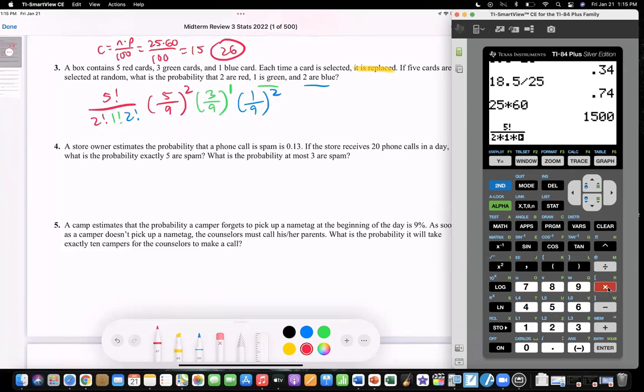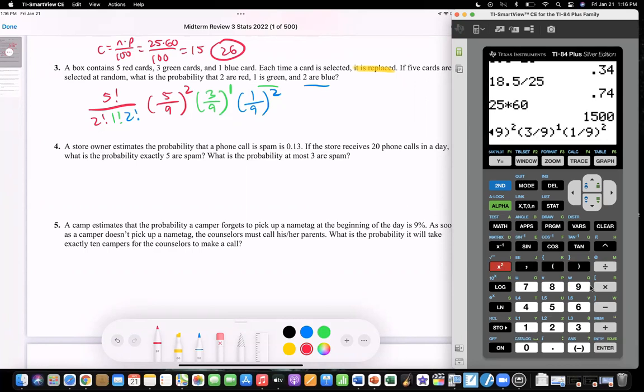1 factorial is just 1, and then 2 times 1 is just 2. But if you want to make it look exactly like I wrote it, you're more than welcome to, but it's not necessary. Okay, so we have 5 out of 9. We want 2 of those. Then we have 3 out of 9. If you want to simplify that, you can. We just want 1 of those. You don't really need to put the 1. And then 1 out of 9. And we want 2 of those.